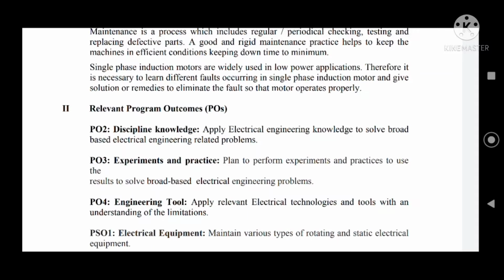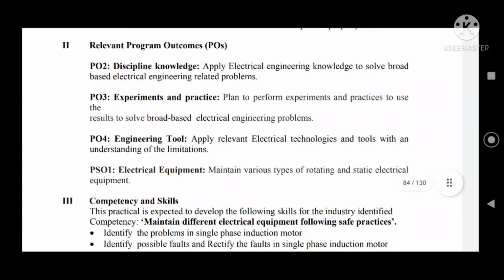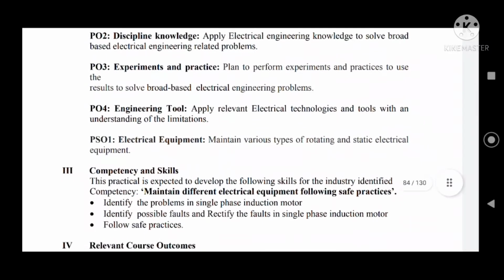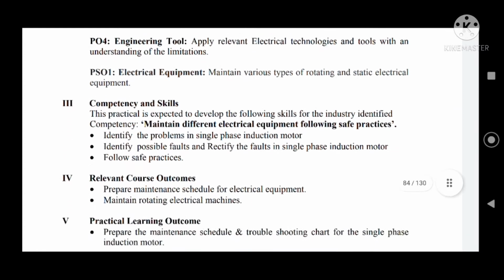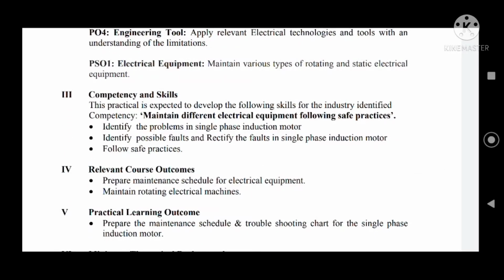Relevant program outcomes, that is POs. PO2, discipline knowledge. Apply electrical engineering knowledge to solve broad-based electrical engineering related problems. PO3, experiments and practice. Plan to perform experiments and practices to use the results to solve broad-based electrical engineering problems. PO4, engineering tools. Apply relevant electrical technologies and tools with an understanding of the limitations. PSO1, electrical equipment. Maintain various types of rotating and static electrical equipment.